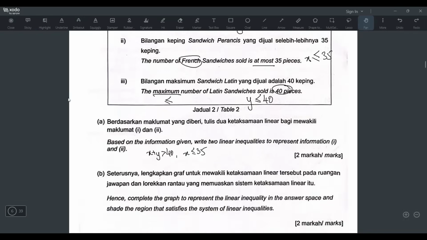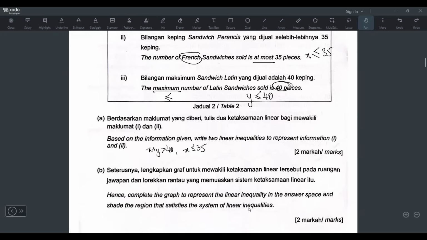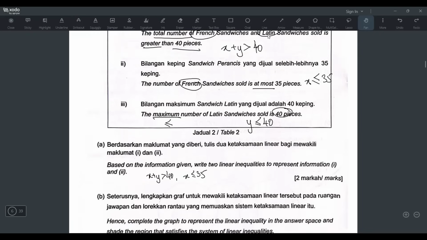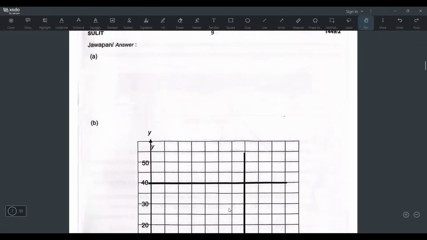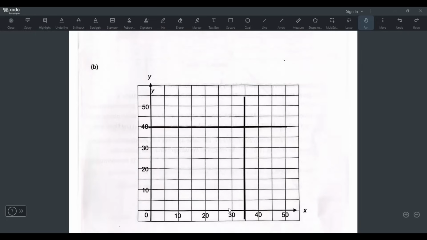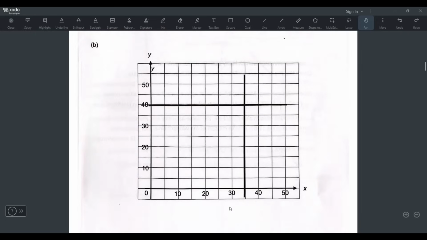Okay, let's see B. Hence, complete the graph to represent the linear inequality in the answer space and shade the region that satisfies the system of linear inequalities. I'm sure if I scroll down, there will be a graph paper, and we just need to draw the 3 lines, then lorek atas, lorek bawah, and find out the kawasan yang tiga-tiga overlap, right? Okay, so let's scroll down. Oh, they actually didn't give me the graph paper. They give me the square grid. Okay lah, then use square grid lah.